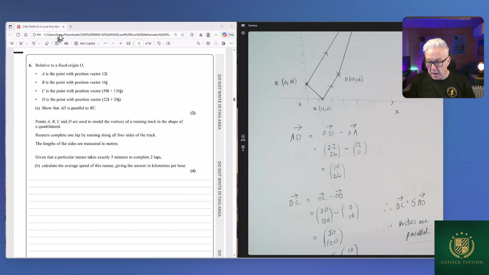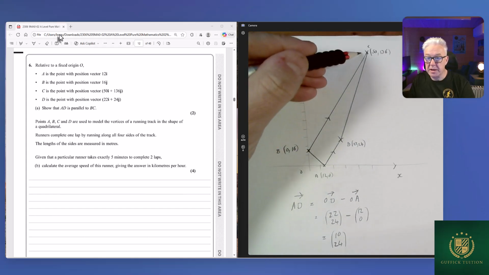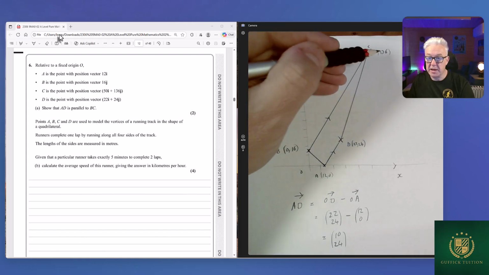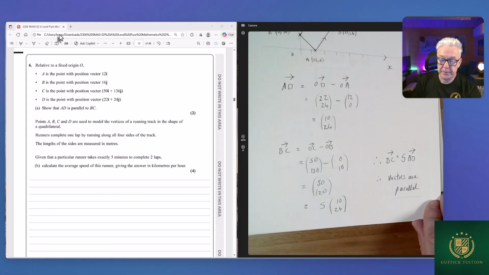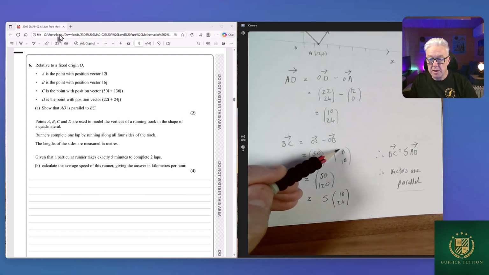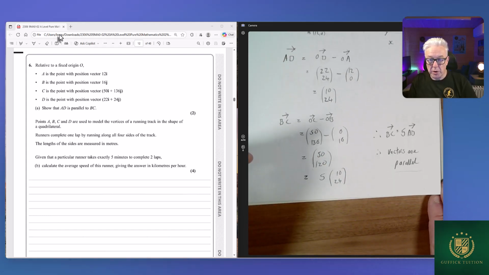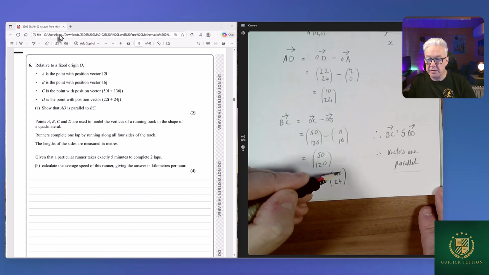Okay. Now, the next one is B to C. If I want to go from B to C, then I would go from B to O and then from O to C. But that's the same as doing O to C, take away O to B. So O to C, take away O to B is going to be 50, 136 minus 0, 16, which is 50, 120. Now, 50, 120, you can take out a factor of 5 and it gives you 10, 24.